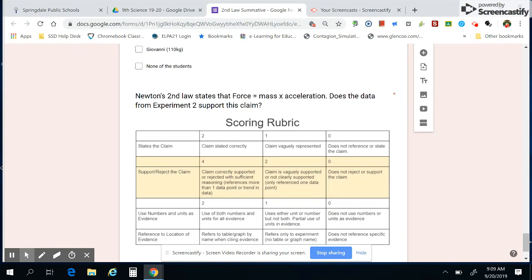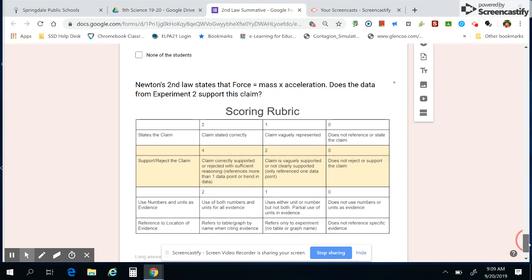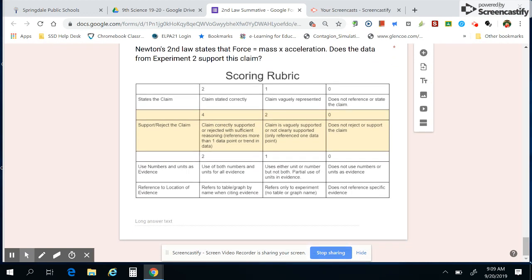Newton's second law states that force equals mass times acceleration. Does the data from experiment 2 support this claim? Okay, you're going to want to state the claim correctly. Claim correctly supported or rejected with sufficient reason. Reference more than one data point or trend in the data. Use both numbers and units for evidence. Refer to the table and graph by name when citing evidence.